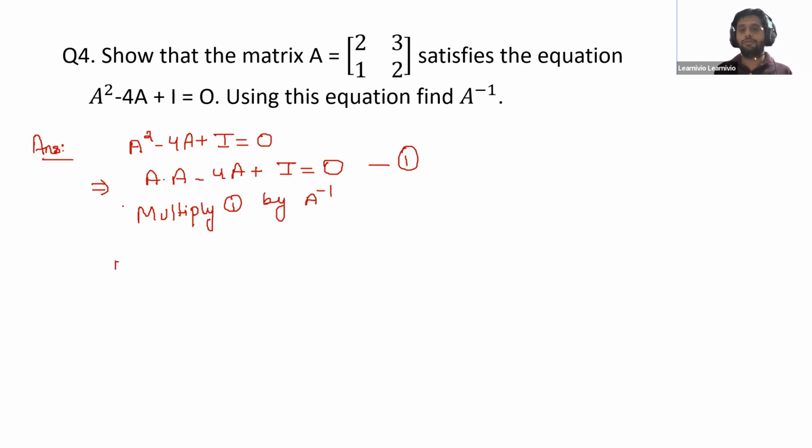Always remember, if you are multiplying an equation by a matrix, then you have two options. You can multiply from this side or from this side. It's your choice from which side you need to multiply, but always follow this sequence. We are multiplying from this side. So A inverse will get multiplied from this side. So this will become A inverse into A into A, minus 4 is a constant, so that's not an issue. Then A inverse with I. So we will get this into I is equal to null matrix.